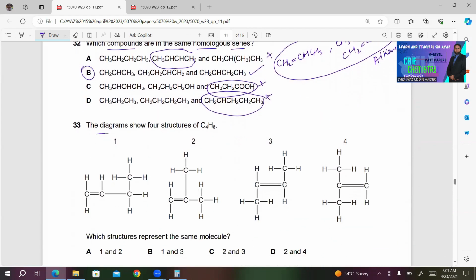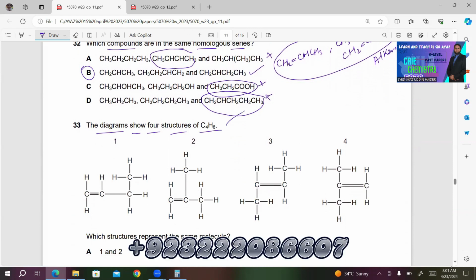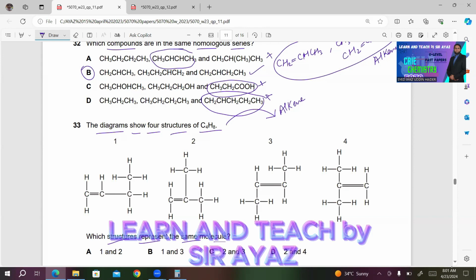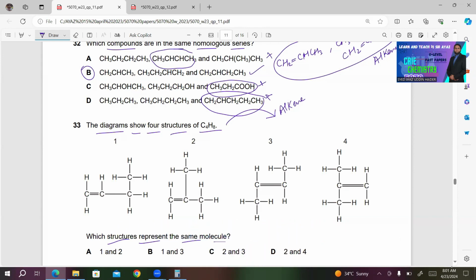33. The diagrams show 4 structures of C4H8. C4H8, it's an alkene. So there must be a double bond in it. Number 1, 2, 3, 4, they all contain a double bond. Which structures represent the same molecule? Same molecule means they are having the same structure.